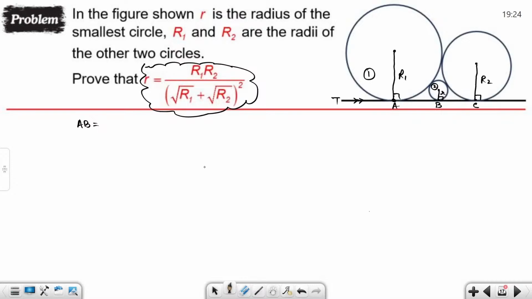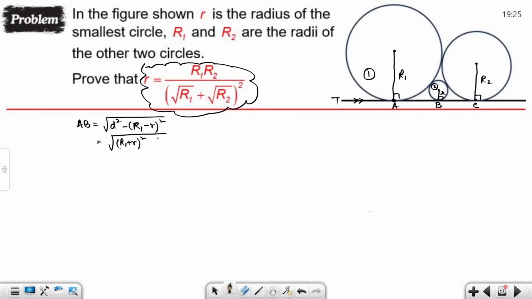So it will be nothing but under root D square minus (capital R1 minus small r) whole square, where D is the distance between the two centers. That is the length of the direct common tangent AB. Is it clear? What is D? As the circles are touching each other externally, D, the distance between the two centers, will be capital R1 plus small r.